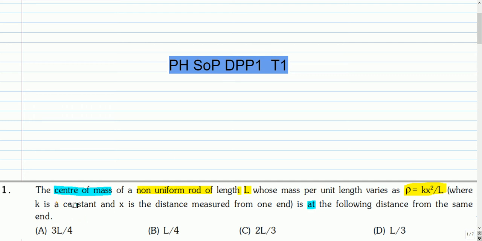The center of mass of a non-uniform rod of length L, whose mass per unit length varies as rho equal to kx square by L, where k is a constant and x is the distance measured from one end, is at the following distance from the same end. Four options are given. You can pause the video and attempt this question.